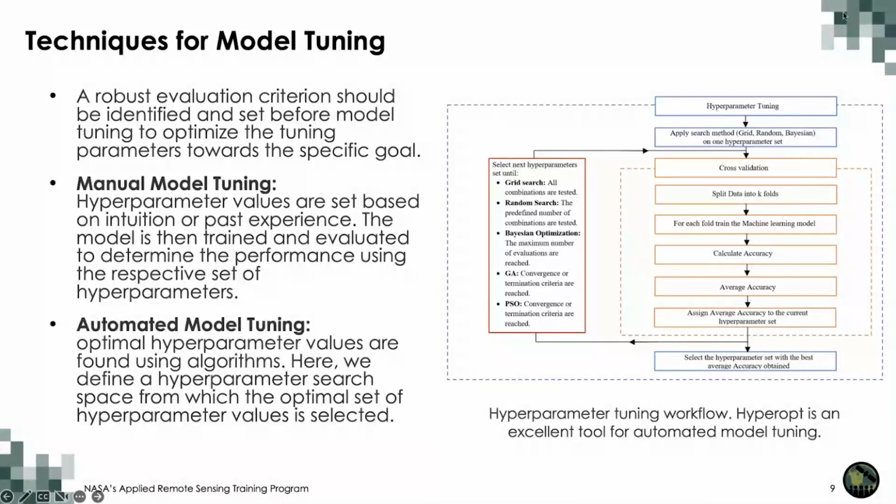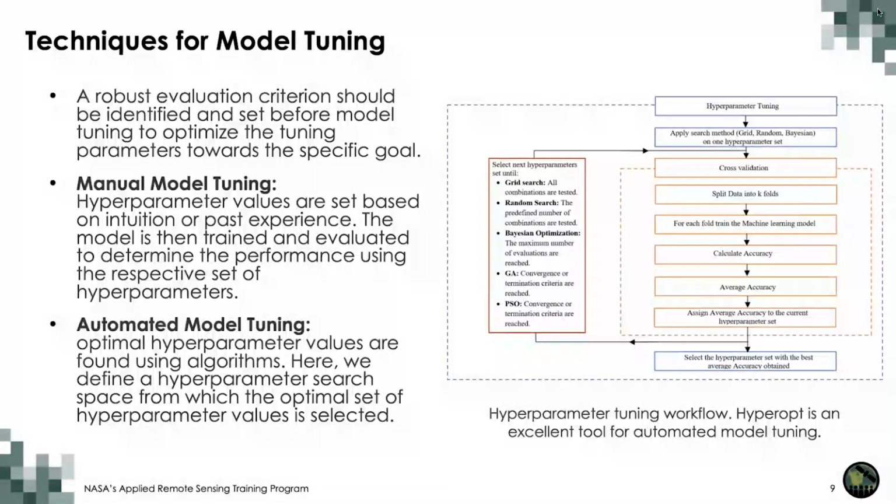On the right-hand side, we have a diagram of some of the parameter tuning methods or steps. First of all, we start our hyperparameter tuning step, and then we apply a search method, which in this case we have 3. We have a grid method, we have a random method, and we have a Bayesian method for one of the hyperparameter sets.